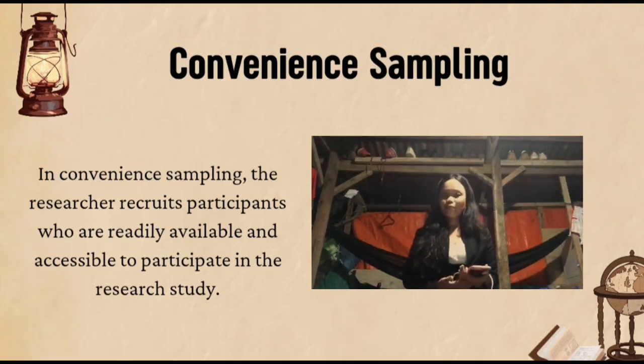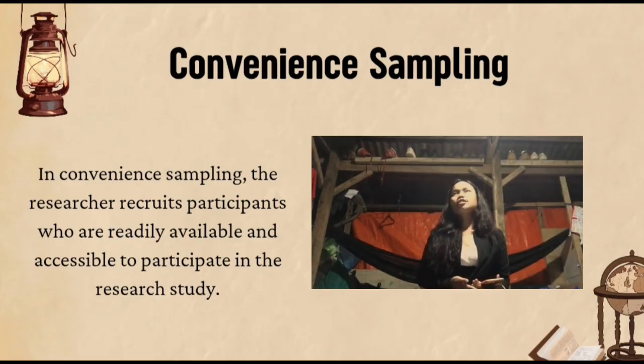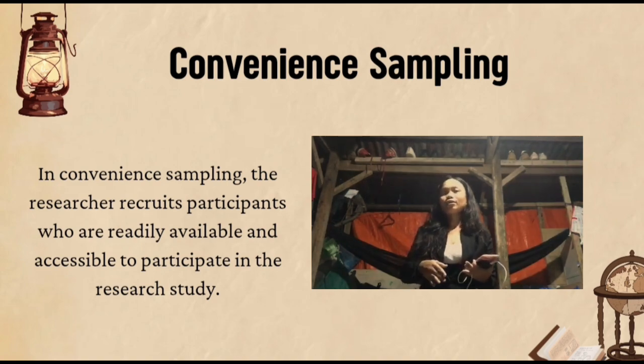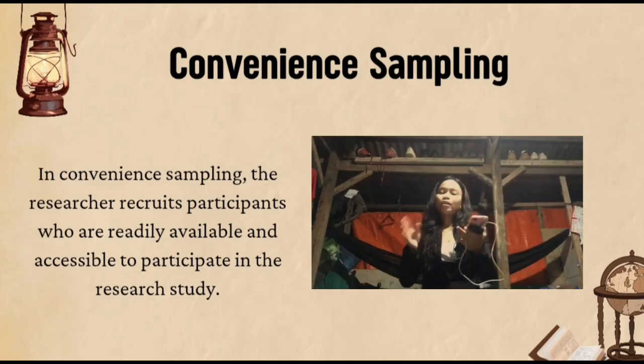In convenience sampling, the researchers recruit participants who are readily available and accessible to participate in the research study. This approach is all about ease and speed. For example, if you're studying student opinion on campus life, you might survey people hanging out in the cafeteria or library because they're right there. It's quick to set up and great for pilot studies or when resources are limited.